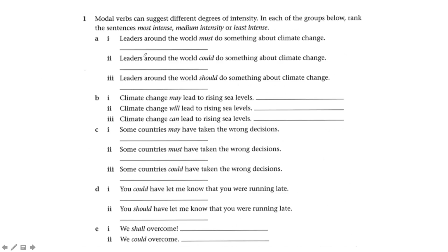For this one here, I think you'll find that "Leaders around the world must do something about climate change." Because there's a level of certainty in must, this will be the most intense. Okay. "Leaders around the world should do something about climate change" will be your medium intensity. "Leaders around the world could," because there's no level of certainty, it's just leading to some idea of possibility, "do something about climate change." This would be your least intense. See if you can do the same for the next set of sentences.